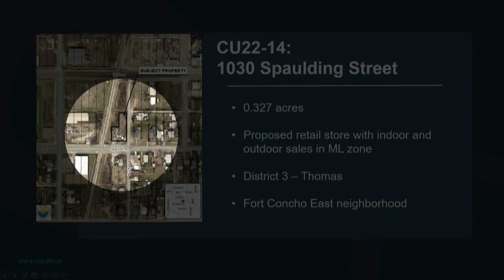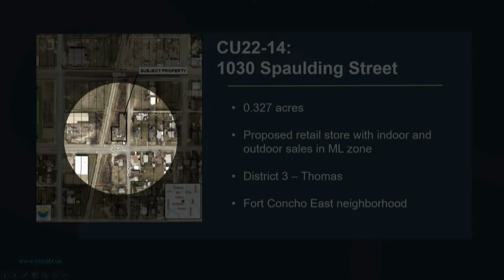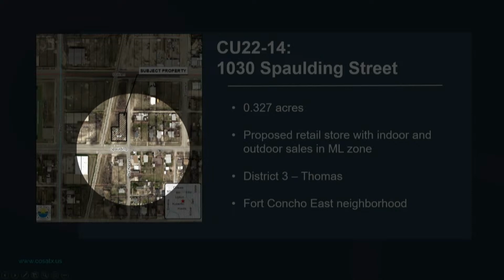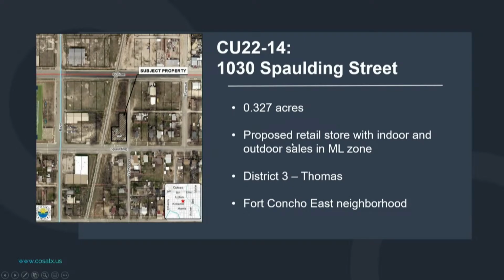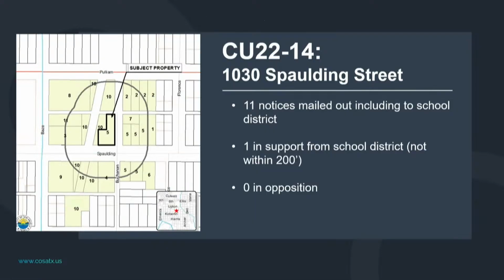They could have rezoned it to something like CG, but because they wanted to do a retail store with outdoor storage, they'd be limited to 10%. Once they put in their parking and all their things, they're probably going to be limited anyway, but at least they would have a little bit more space to work with. So they wanted to keep the underlying ML zoning, but do a conditional use for a retail store with both indoor and outdoor display. It's in District 3, Harry Thomas, in the Fort Concho East neighborhood. Zoning's ML.